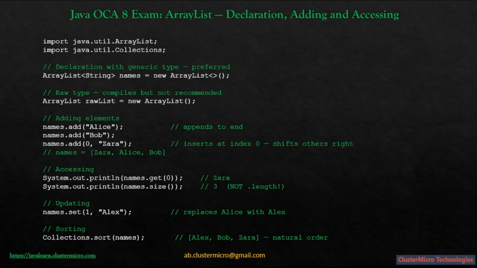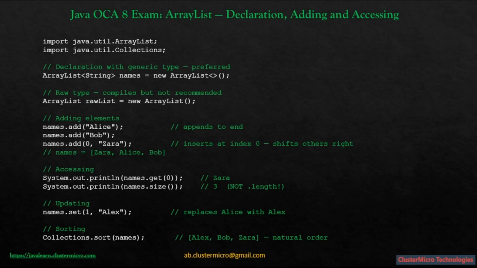Adding elements: names.add Alice and names.add Bob. Add with just an element appends to the end of the list. After these two calls, the list holds Alice at index 0 and Bob at index 1. Now names.add 0, Zara. Add with an index inserts at that position only. Everything from index 0 onwards shifts one position to the right to make room. Zara goes to index 0, Alice moves to index 1 and Bob moves to index 2. The list is now Zara, Alice and Bob. So we have to remember this.